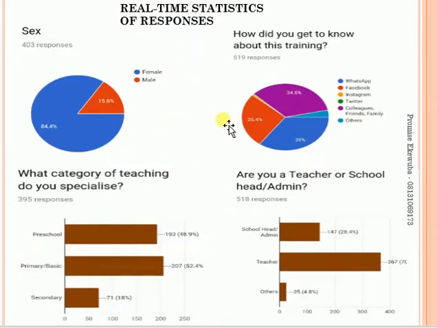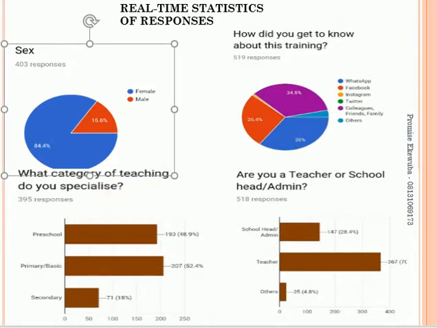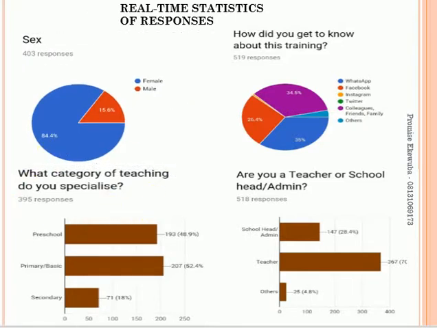Alright, so after probably 100, 200 people finish filling the form. For example, I created a form where we asked them for their sex, their gender, and then we had about 403 responses for that particular question. And you see how Google Forms helped me see that out of all the persons who filled my form, 84.4% are females and 15.6% are males. So it was actually a training. Yes, training for teachers, and that tells me that we have more females attending our trainings than males.